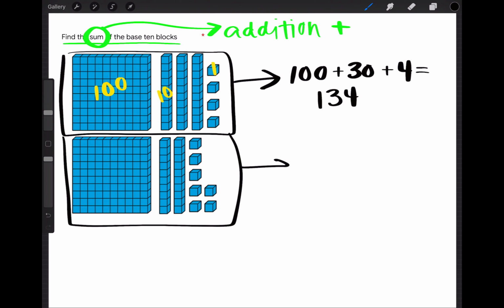Let's try it on the bottom section. How many hundreds do we have? Once again, we have 100. So that's going to be 100 plus 2 tens, which will equal 20, plus 7 ones. And altogether, that will equal 127.